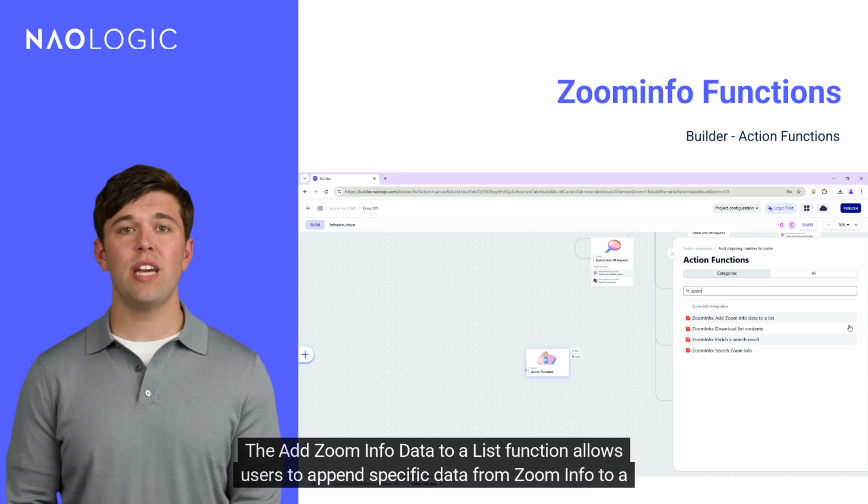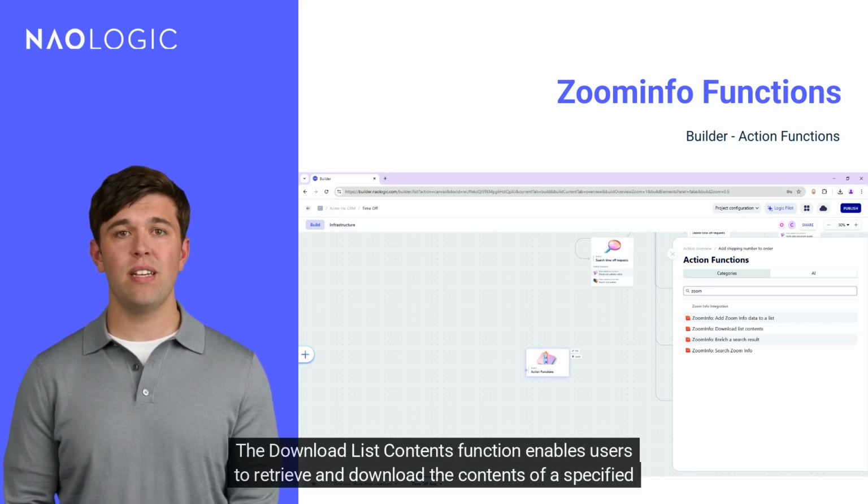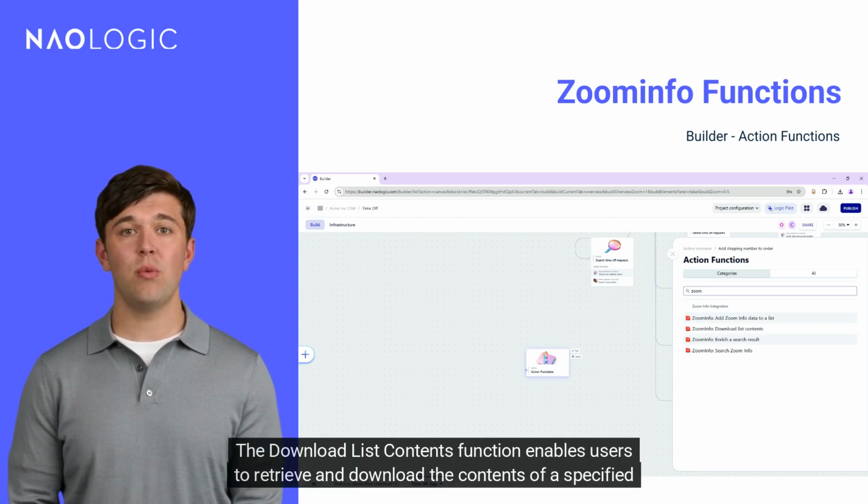The Add ZoomInfo Data to a List function allows users to append specific data from ZoomInfo to a predefined list within the system. The Download List Contents function enables users to retrieve and download the contents of a specified list from ZoomInfo.